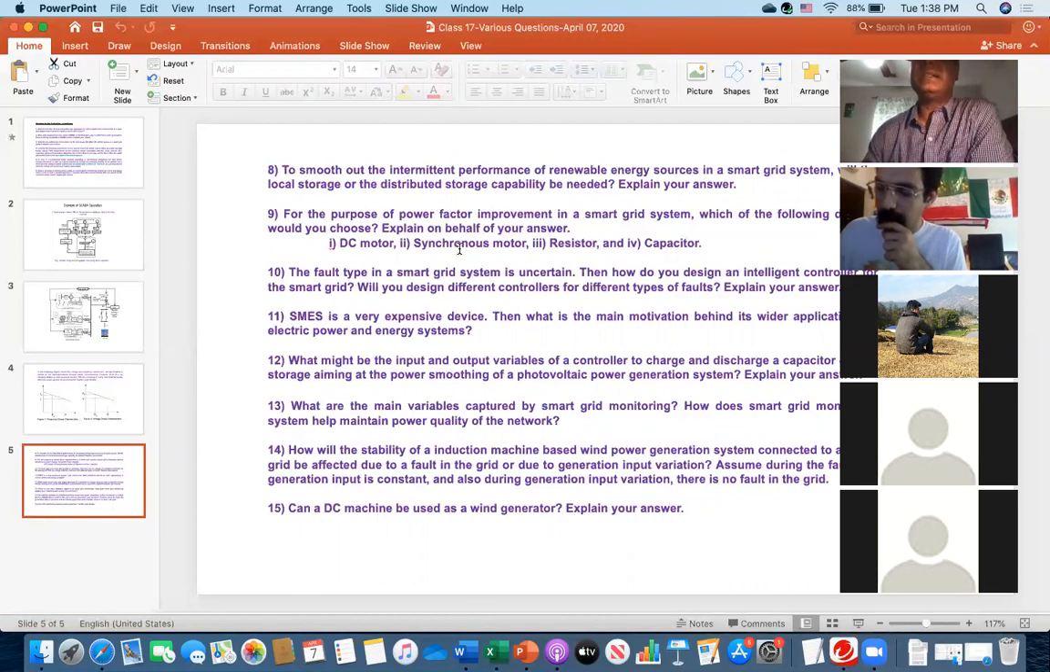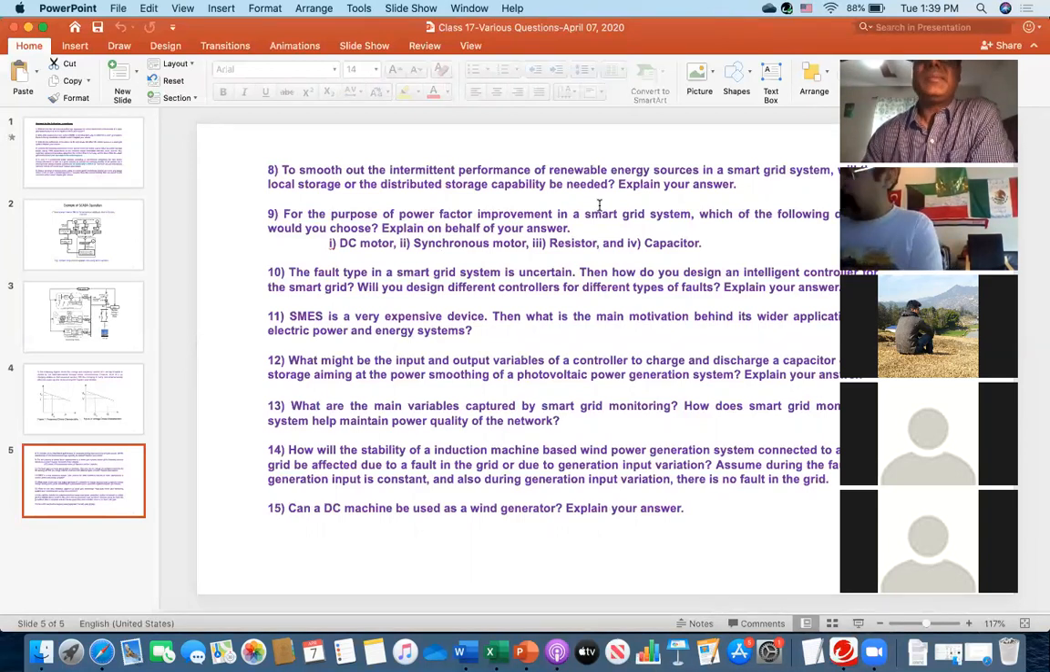But think that the smart grid is a highly interconnected system. It's huge. I already showed you the picture. So the distributed storage means, in addition to those local storages which are installed for each and every energy source, time to time along the lines, there are other storages as well. Those are called the distributed storage. So the question was, will only the local storage or the distributed storage capability be needed? So what do you think?